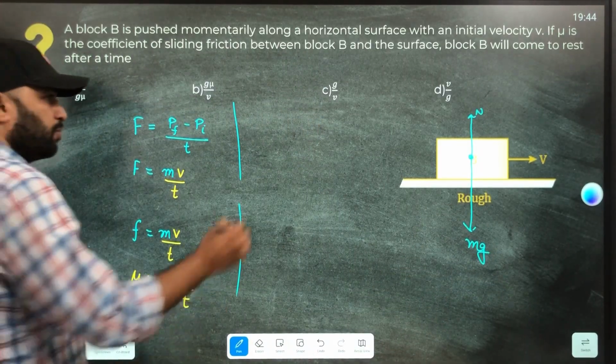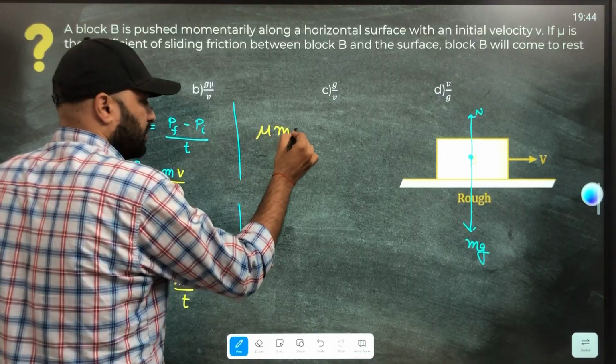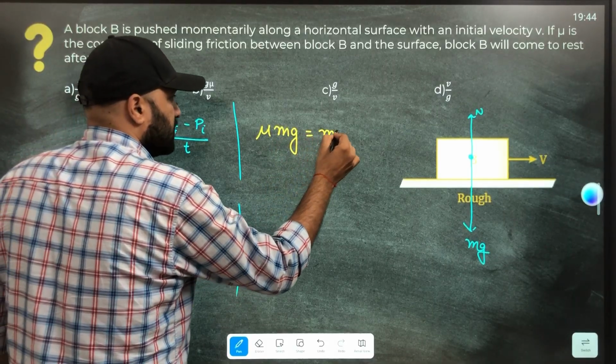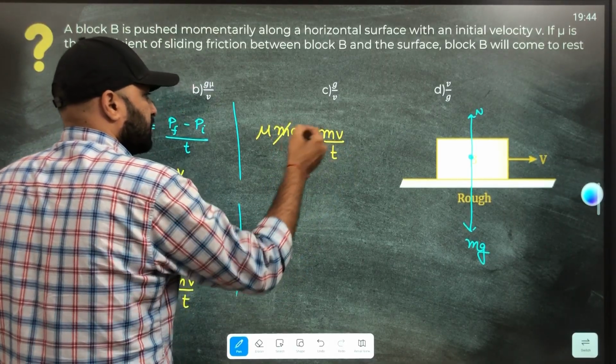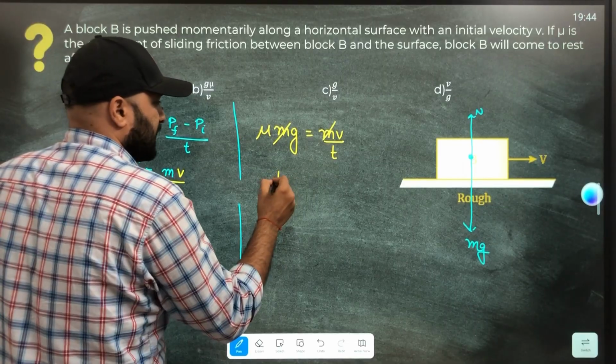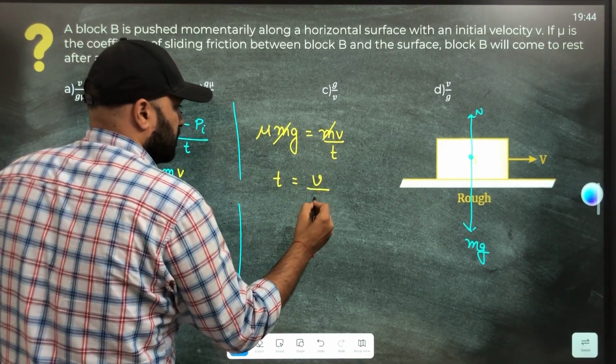So if you substitute mu times mg, that will be equal to mv by t. Let's cancel out this m with m, and the time will be equal to v by mu g.